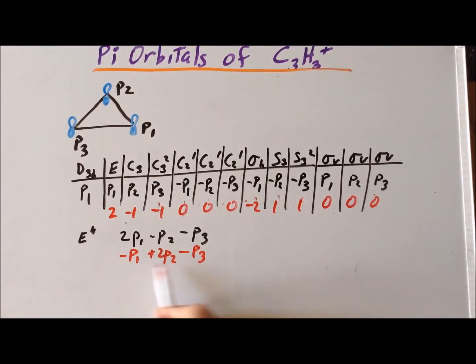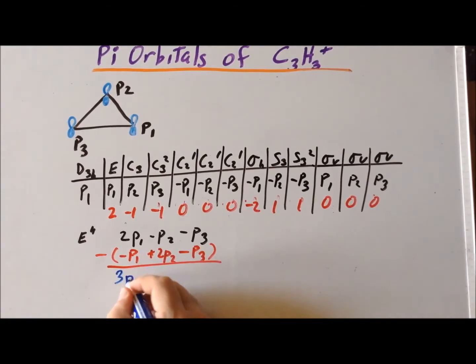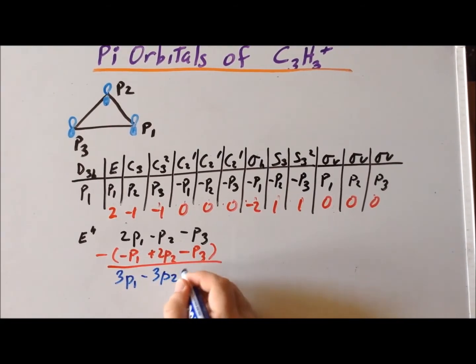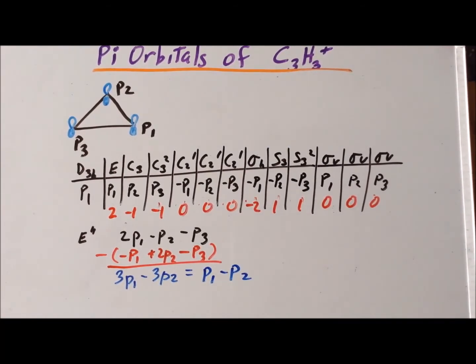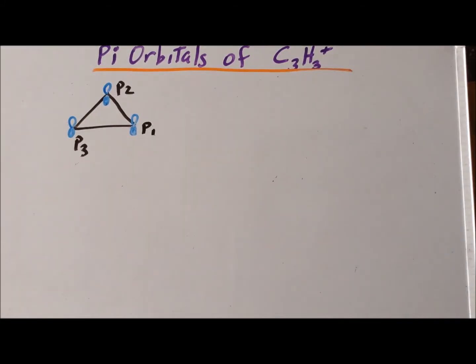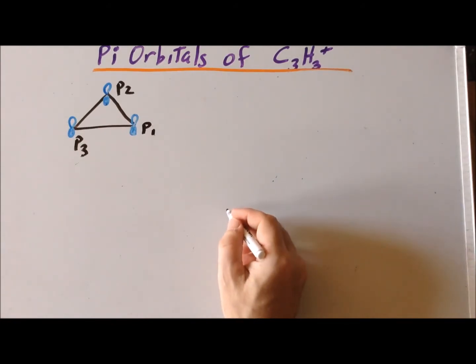Now we might suspect that this term in red is the other member of the doubly degenerate pair. But this is simply a relabeling of the orbital that we've already derived. But if we subtract the term in red from the term in black, we actually get the other member of the doubly degenerate pair as 3p1 minus 3p2, which we can reduce down to simply being p1 minus p2. Our final step is to sketch out what the molecular orbitals actually look like.